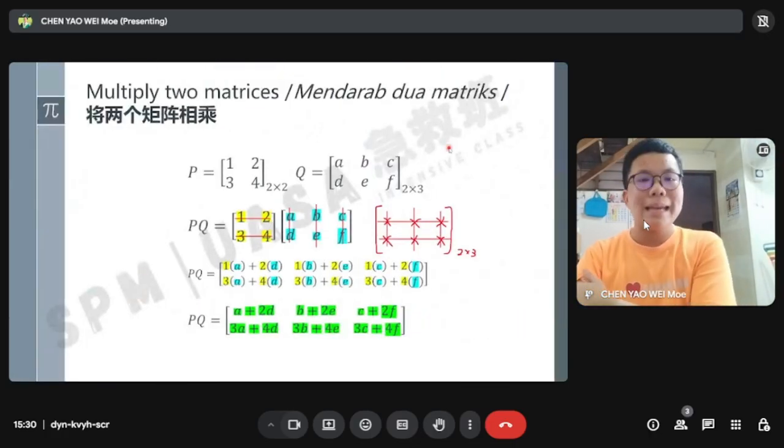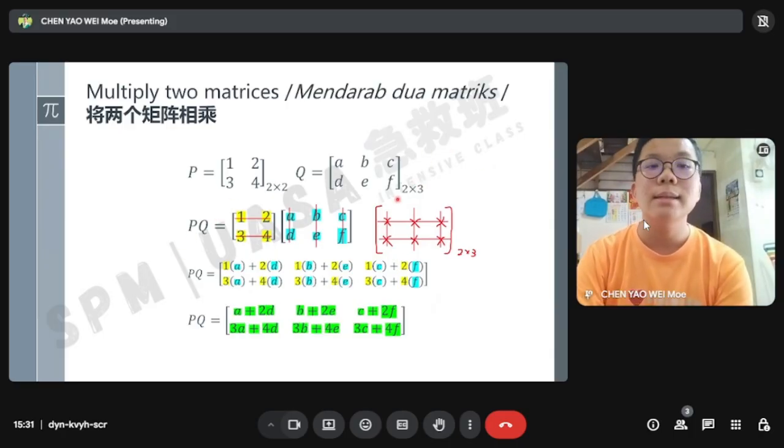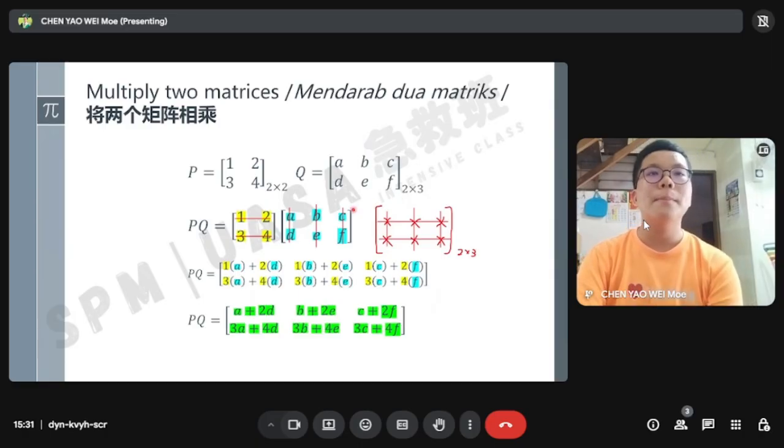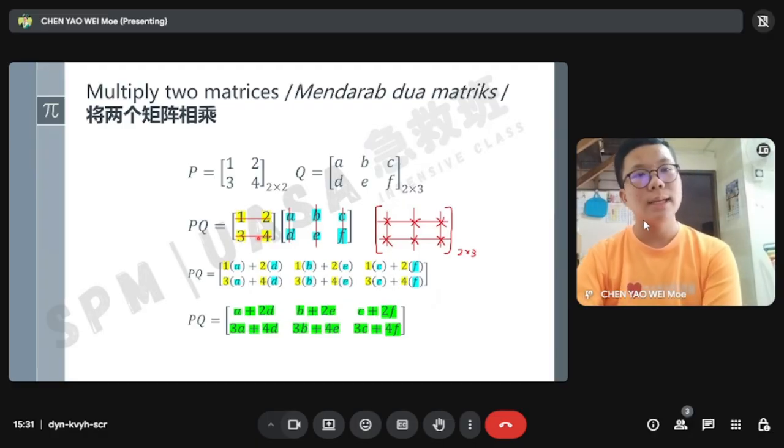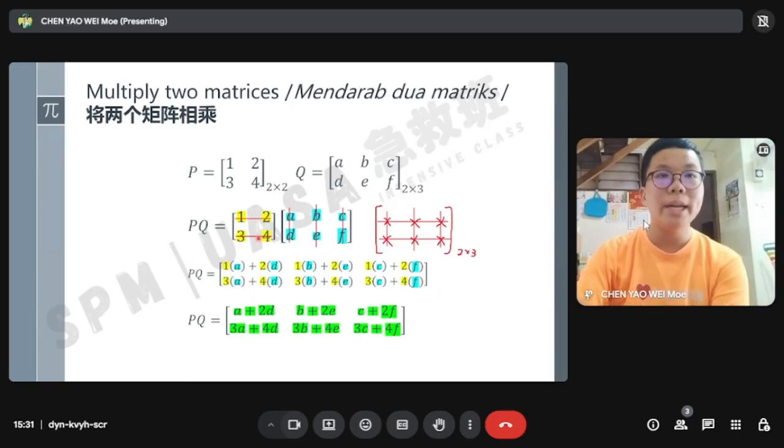We see another example like this. Here is 2 times 2. Here also 2. This one is 2 times 3. Okay, if the number behind and the number in front are the same, we can continue to do it. Whatever it is, 2 times, either here or here, is actually the same. Actually, we can do the same job, but you need to see whether this one can do matrix multiplication or not. It cannot. We cannot do the multiplication.